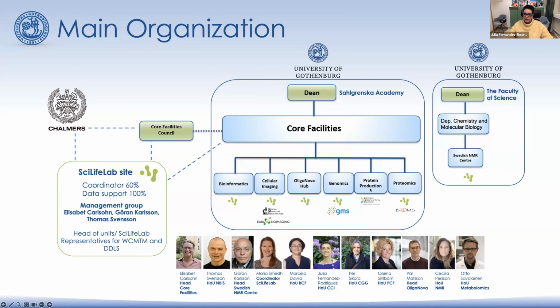Then we have different types of core facilities: bioinformatics, cellular imaging, proteomics, and genomics. This shows the heads of all the core facilities. There is also a main facility for NMR in the Faculty of Science, and of course there are a couple of other facilities. Here are only the ones that belong to SciLifeLab.